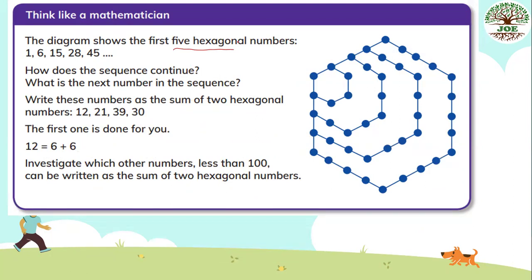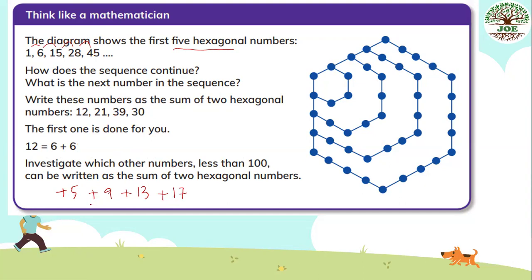Okay, so we have to find out a term-to-term rule or position-to-term rule. In this case, we can check by finding the term-to-term differences. 1 and 6, this is plus 5. 6 and 15, plus 9. 15 and 28, plus 13. And 28 and 45, plus 17.